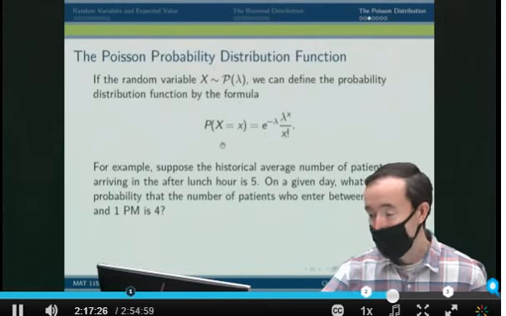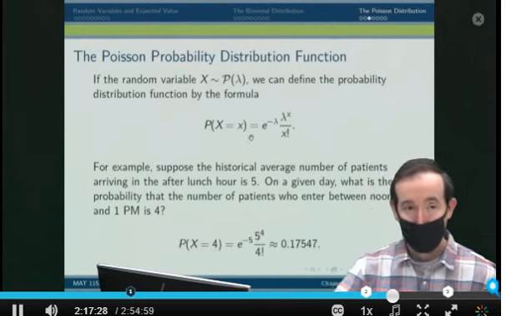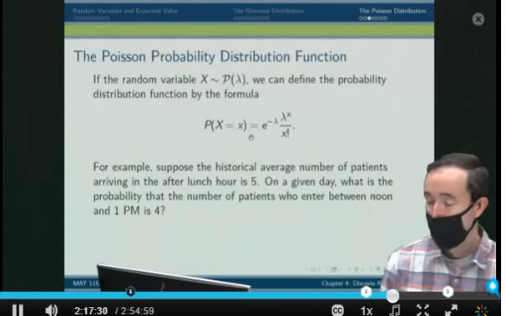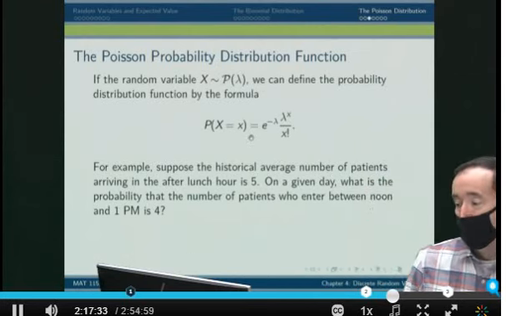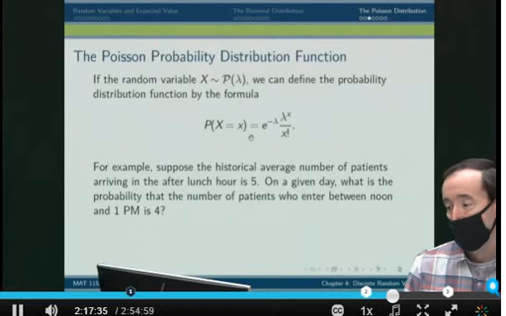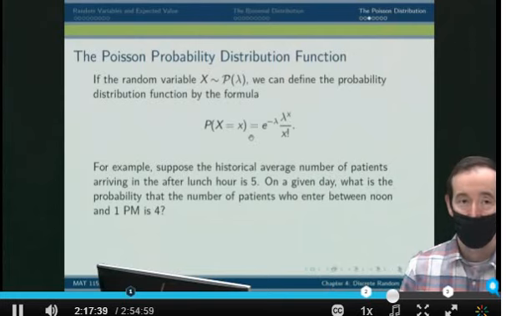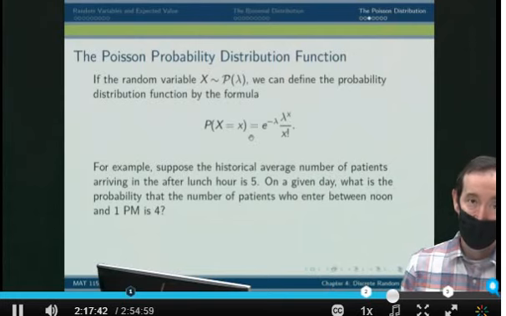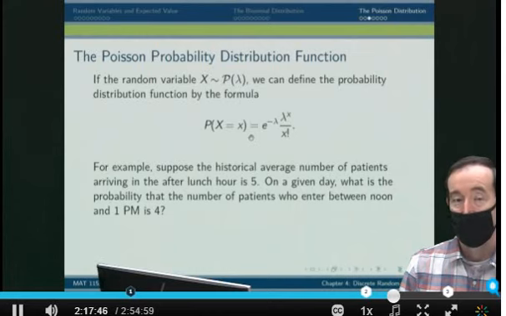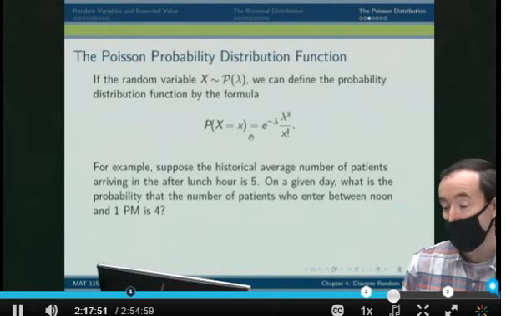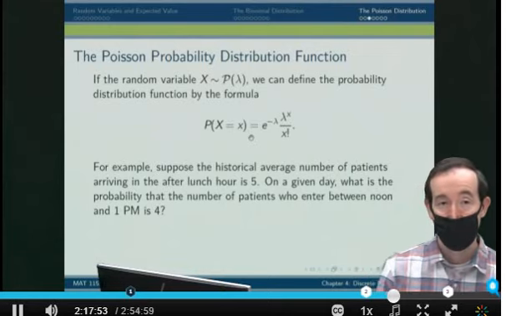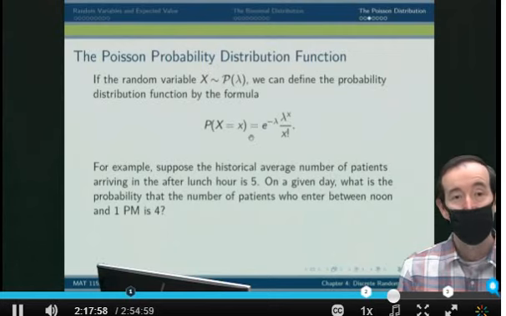All right, so just to make sure we know how this formula plays out, let's look at this one example here. If I know that the historical average number of patients arriving in the after lunch hour is 5, I'm just throwing a number out there so we can see what happens. On a given day, what is the probability that the number of patients is exactly 4? So in that same hour, on some other day, I'm asking what's the probability I see exactly 4 patients today, when on average I see 5? That's a reasonable question, right?